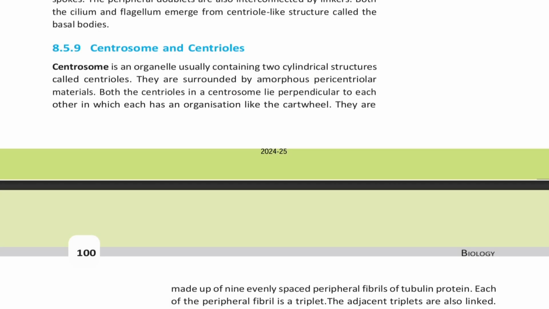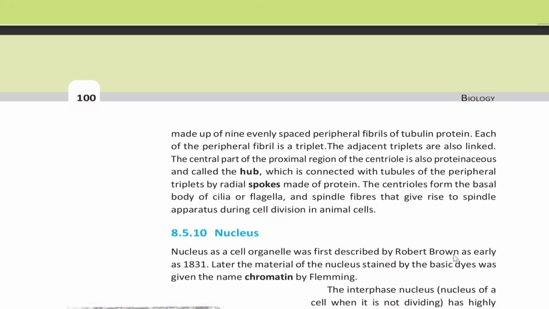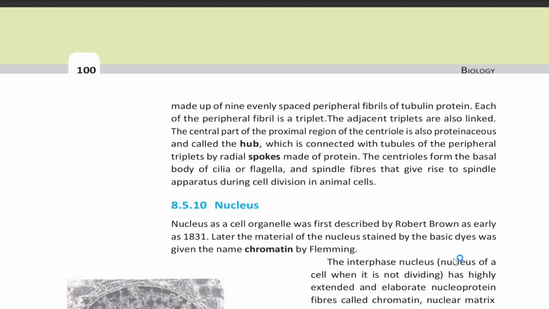8.5.9 Centrosome and centrioles. Centrosome is an organelle usually containing two cylindrical structures called centrioles. They are surrounded by amorphous pericentriolar material. Both the centrioles in a centrosome lie perpendicular to each other, in which each has an organization like the cartwheel. They are made up of 9 evenly spaced peripheral fibrils of tubulin protein. Each of the peripheral fibrils is a triplet. The adjacent triplets are also linked.